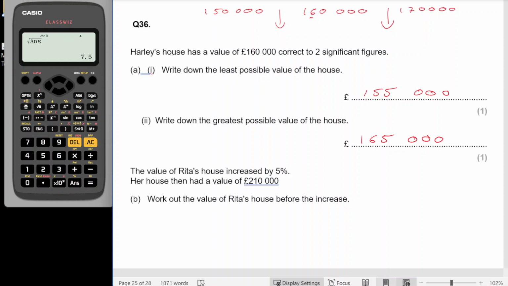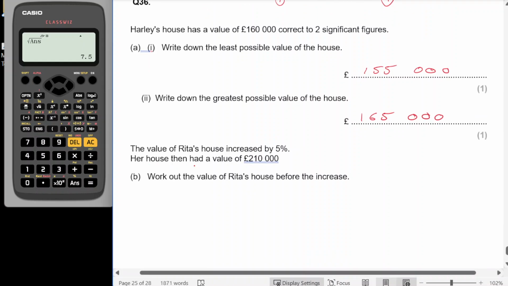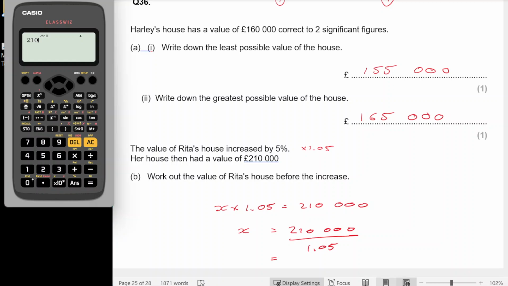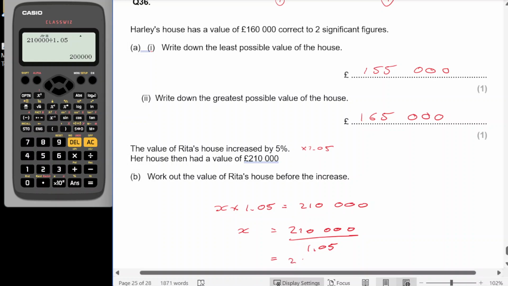And the value of Rita's house increases by 5%. Her house then has a value of £210,000. Work out the value of Rita's house before the increase. Well, a 5% increase is a multiplier of 1.05. So the original value times by 1.05 is equal to 210,000. So the original price is going to be equal to 210,000 divided by 1.05. So 210,000 divided by 1.05 is going to be 200,000.